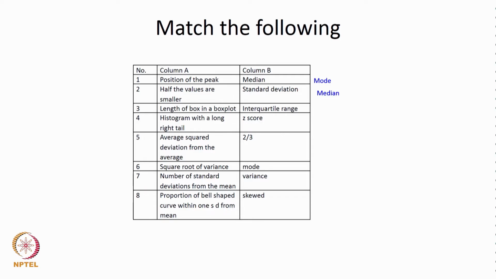Length of the box in a box plot, we observe that it is the interquartile range. We saw when we discussed in the last lecture that we can find the median in the box plot, and then we can find the lower and upper quartile, and therefore, the length of the box is the interquartile range. Histogram with a long right tail, example the salary data. Among all these options, it is skewed. Either when the right tail is longer or the left tail is longer, we say it is skewed. So, in this case the correct answer is skewed.